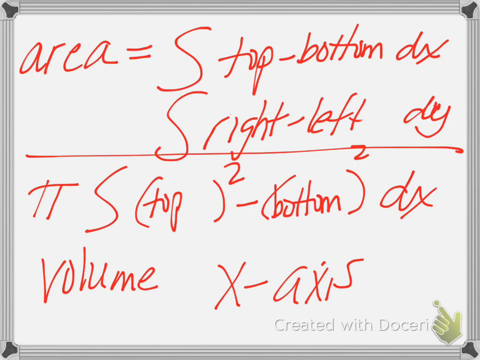So the question really is, what's the difference between each? Well, for area, you're not squaring anything, you don't have a pi. That would make sense, because if you're multiplying something by pi, it's going to get bigger. And the volume of something should be bigger than just the area of a flat surface. And so basically that's the difference between each.